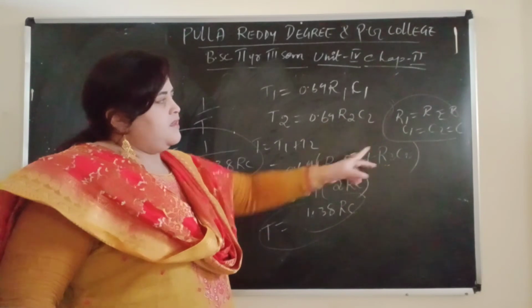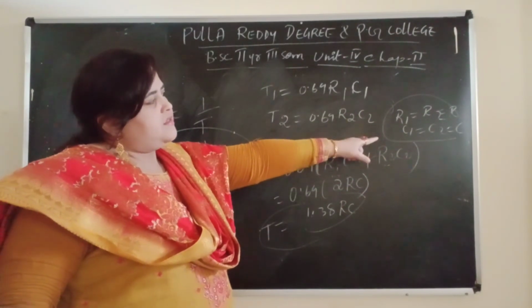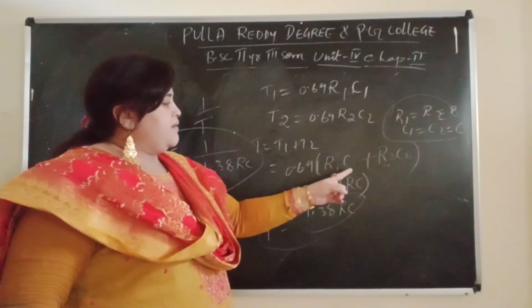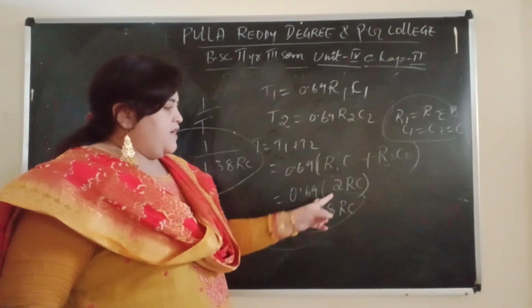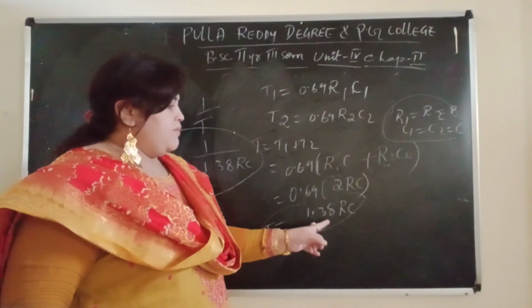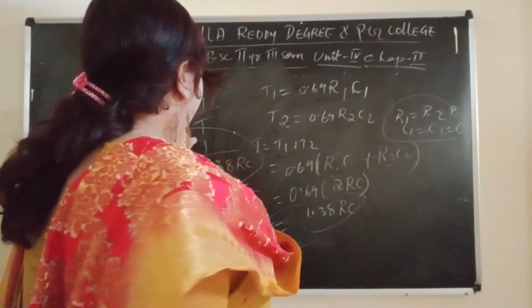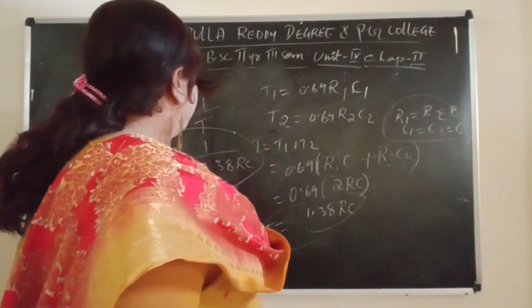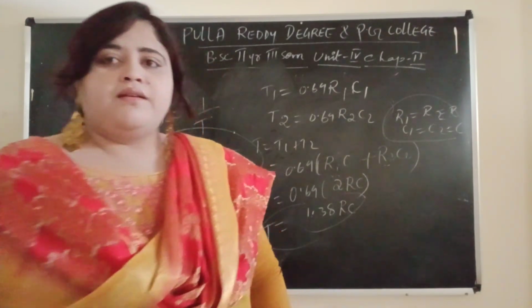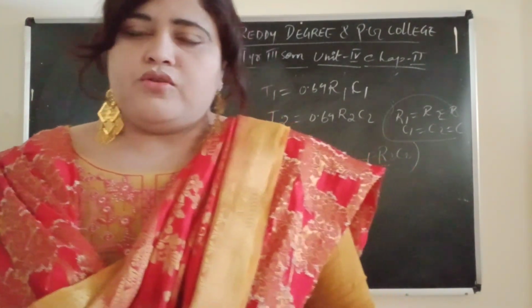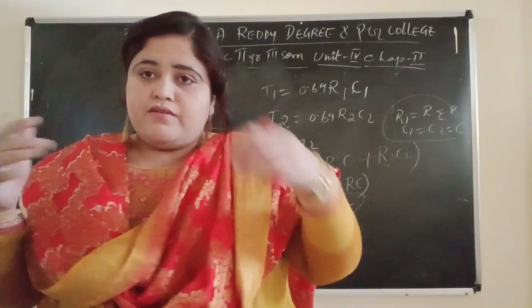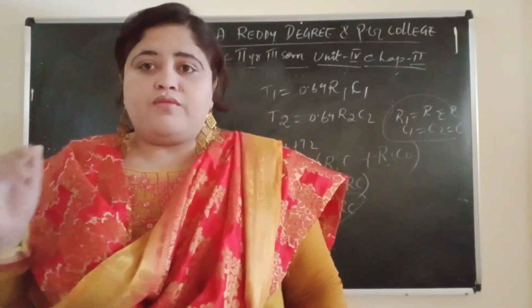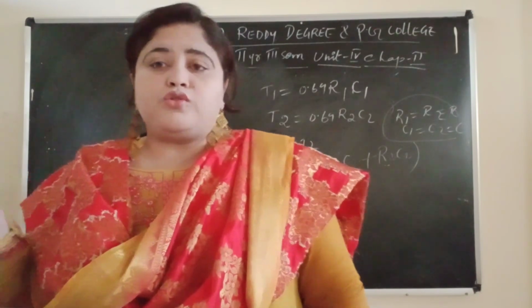Instead of R1, R2 and C1, C2, you take R and C. Then it becomes 2 times 0.69 RC. Multiplying 2 into this, you will get 1.38 RC. Finally, the frequency formula will be 1 by T, which is 1 by 1.38 RC. So by this we have completed it. It is a little bit confusing, but if you are confused, listen to my video once again so that you become perfect.